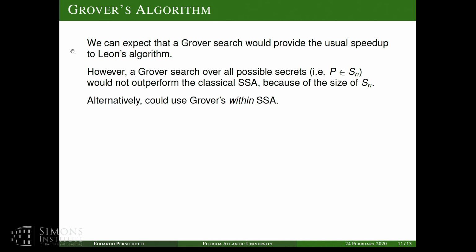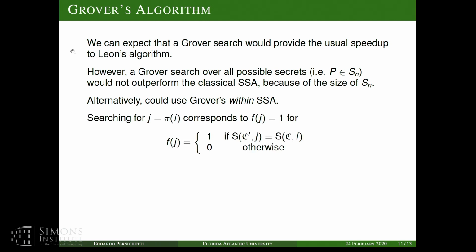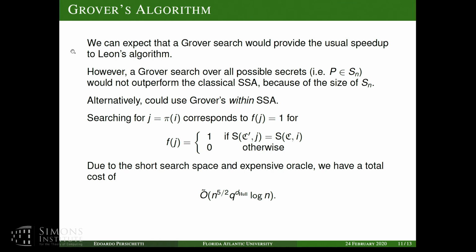But we can also think of using Grover within SSA. This would roughly correspond to trying to find this function here, which is defined with the signature function, and trying to see when this function is 1. In this case, the search space is quite small, because you're just looking for the index between 1 and n, right? But the oracle is expensive, and so again the complexity becomes pretty big, and this again does not outperform the classical SSA. So for SSA, Grover does not bring any benefits.